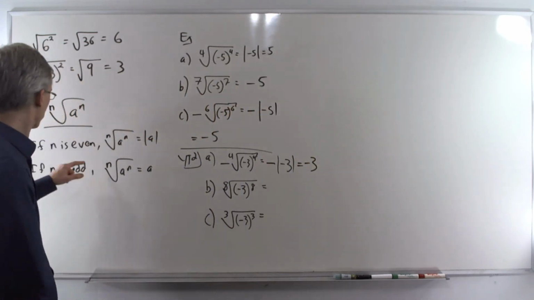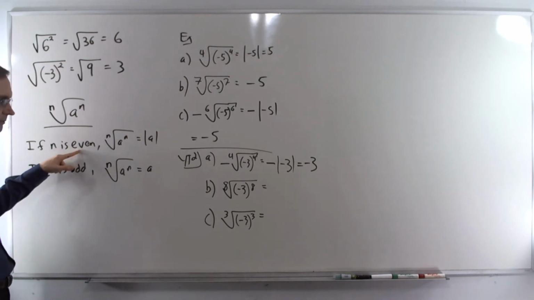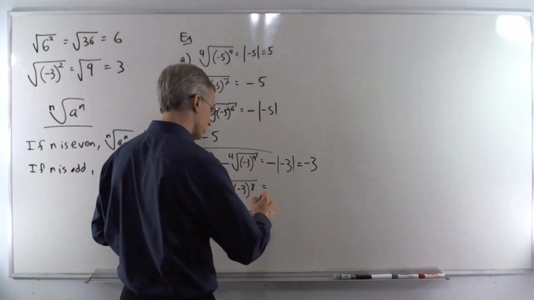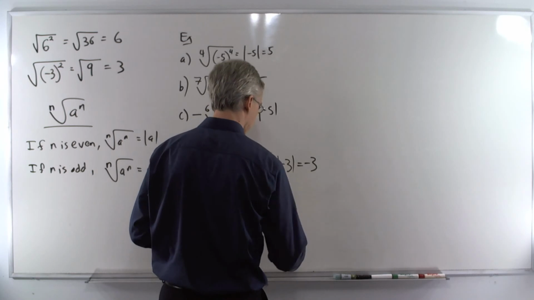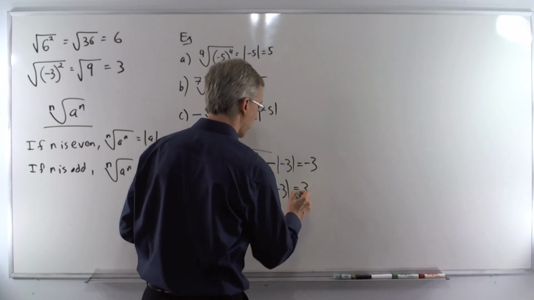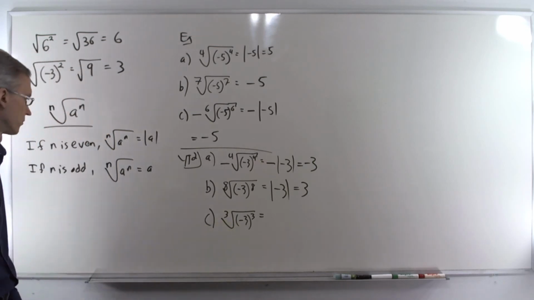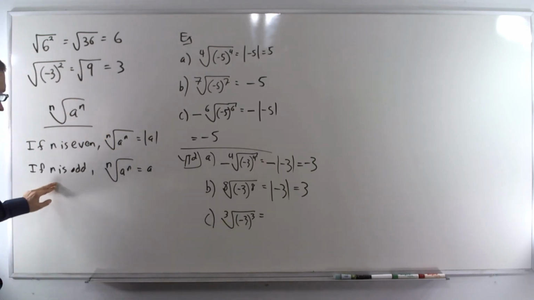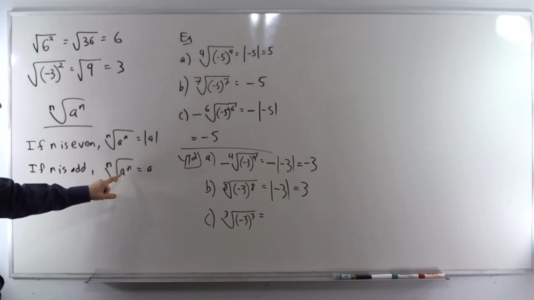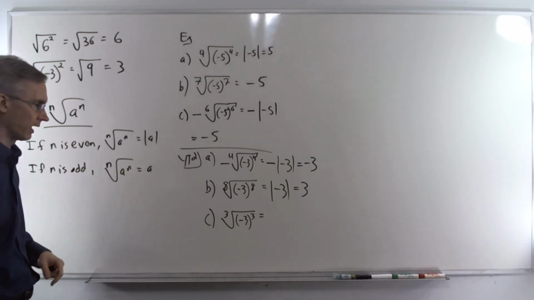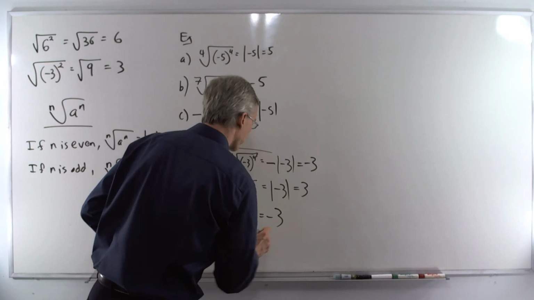All right, this one, another version of n is even. So this is going to be the absolute value of a. So absolute value of negative 3, which is positive 3. And for this one, all right, we're going to use the n is odd version. So the nth root of a to the n is just a. Here a is negative 3, so we get negative 3 for that one.